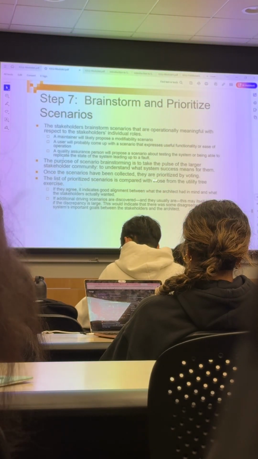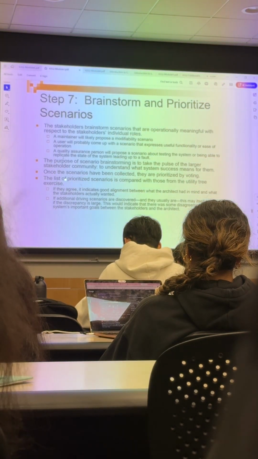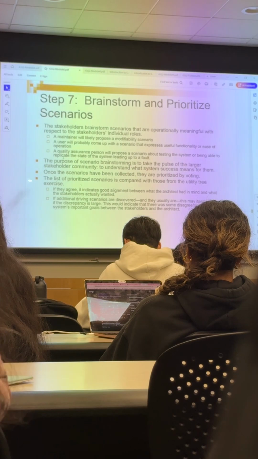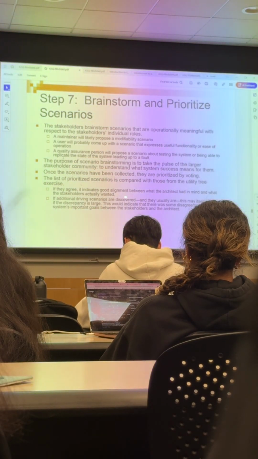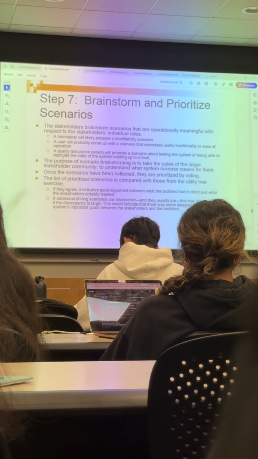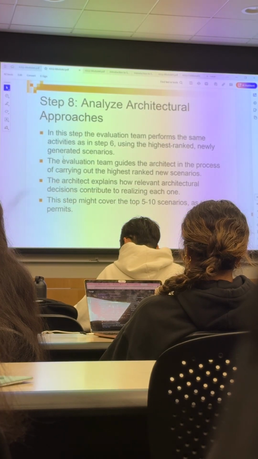You compare them with the utility tree that you have drawn in the previous 5th step. Okay. And what this tells us is, if there's a close match between the utility tree scenarios and the scenarios that the stakeholders have presented here, then that means there's good alignment, everybody's on the same page. But if there are additional scenarios, or if there's huge discrepancy, that means there is some disagreement, and we need to make sure that everybody's on the same page. We talk to each other and make sure it's all going through.